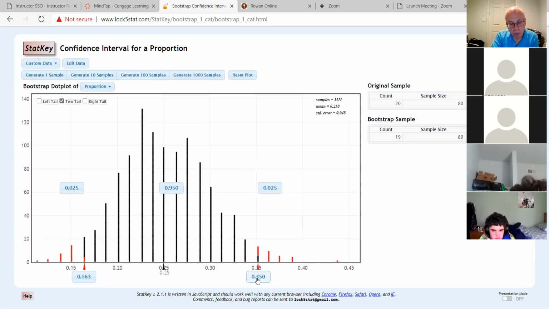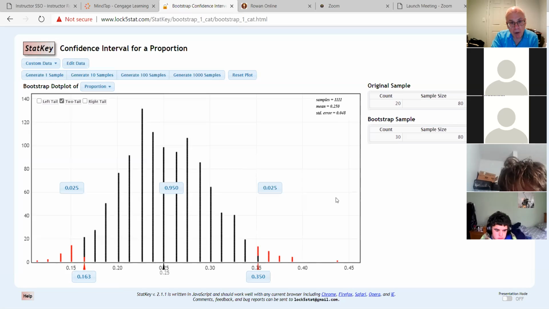So this is an alternate way of coming up with a confidence interval using the original sample that you got, the 20 people out of 80 that answered the question a certain way. That's our sample proportion. And we end up with this 95% confidence interval, without having to use a formula, without adding and subtracting a margin of error. No formulas.